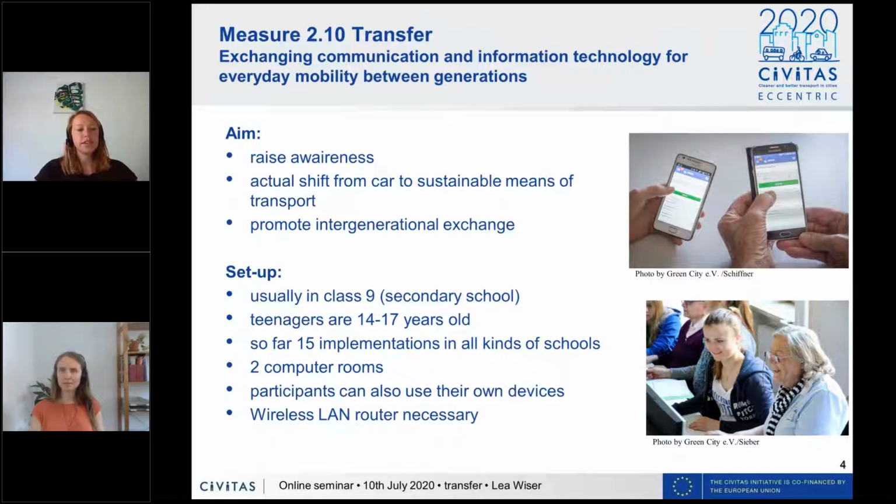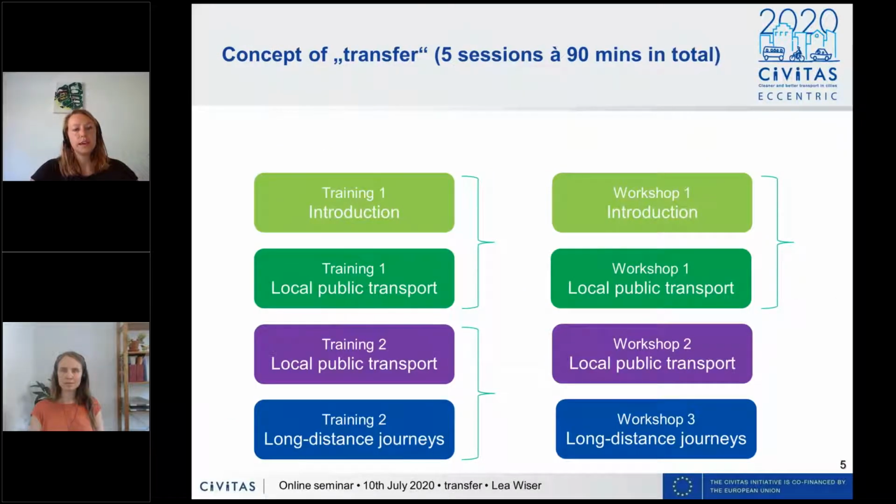So here you can see the concept of transfer. We have 5 sessions with 90 minutes in total. In the beginning, we had 8 sessions, what you can see here with the different topics. But we realized that's too much, and now we combine some sessions into one. In the first 2 workshops, only the pupils participate. You can see it here on the left side. And in the next 3 workshops, the pupils then assume the role of the teachers, and they work together in pairs with the elderly participants.